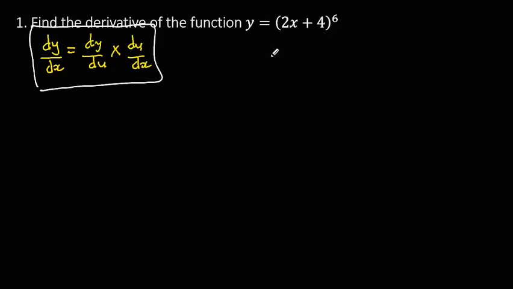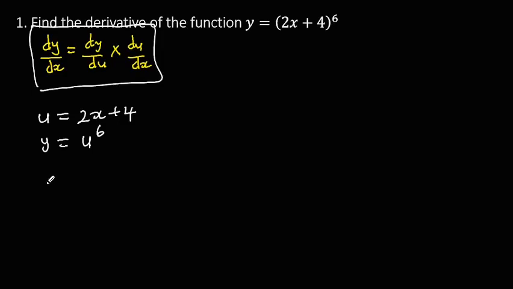How do we identify the u from the composite function? The function inside the main function is always our u. In this case, u is equal to 2x plus 4. And if u is equal to 2x plus 4, then y transforms into u raised to the power of 6.